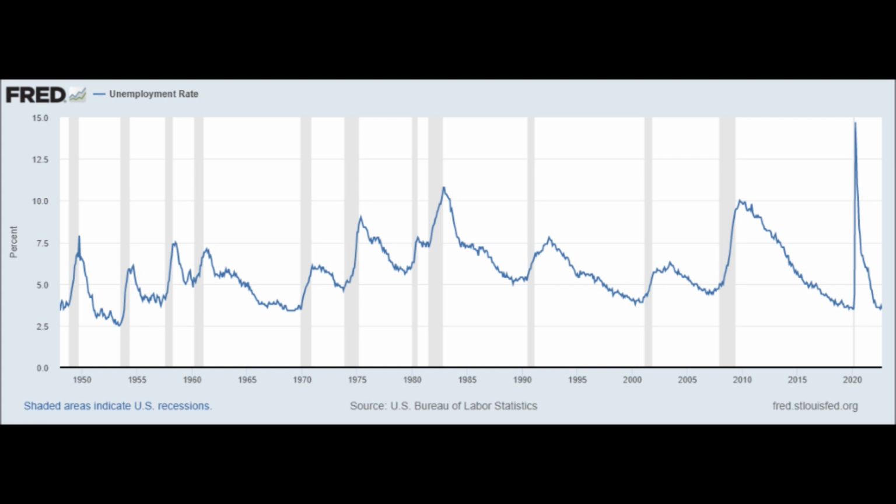So if you could compare these side by side, or one on top of the other, you would see that when GDP goes down and we're in a recession, unemployment tends to reliably go up.